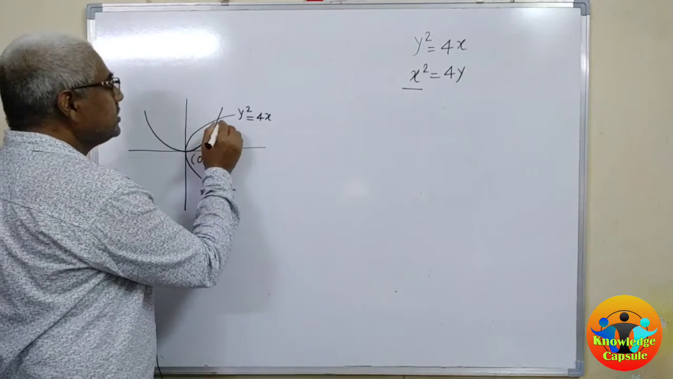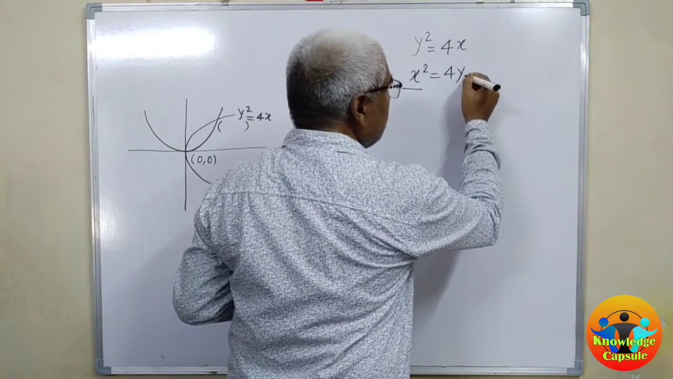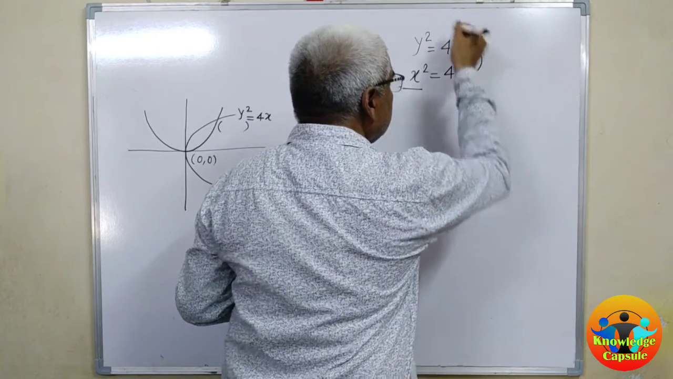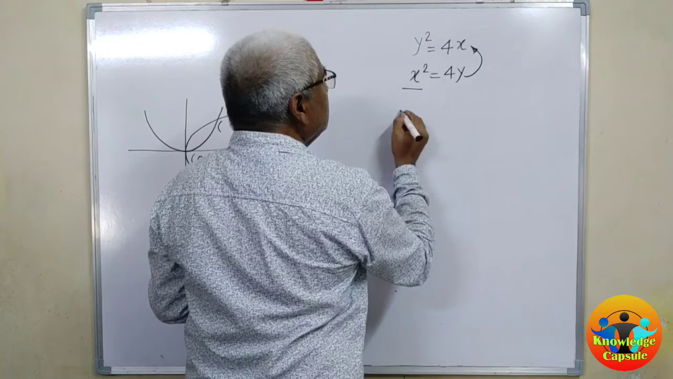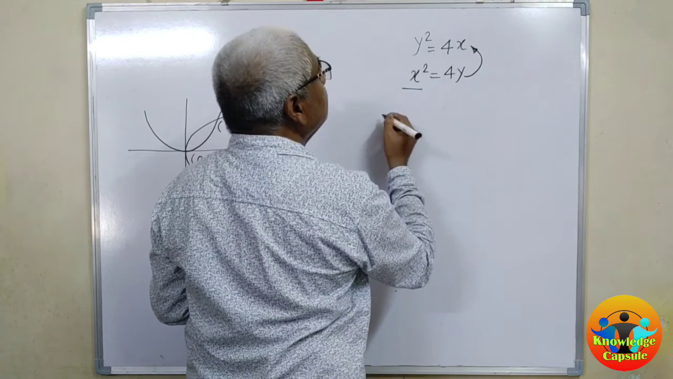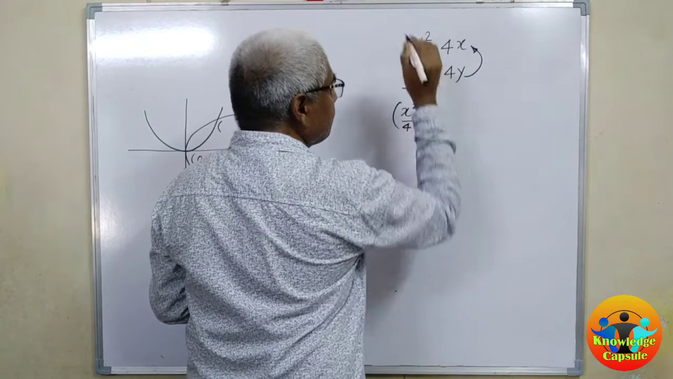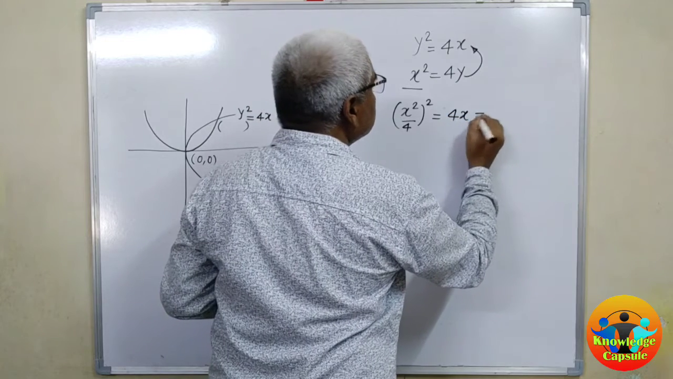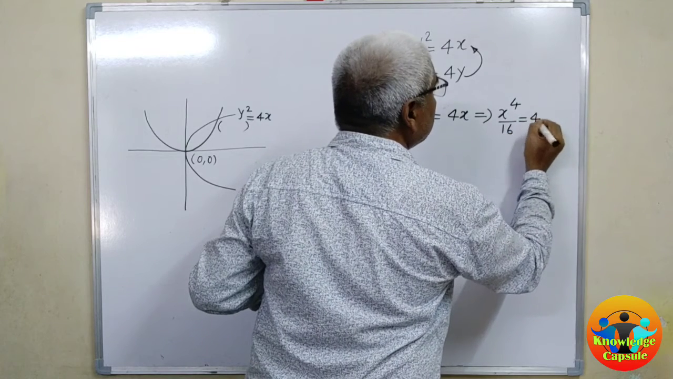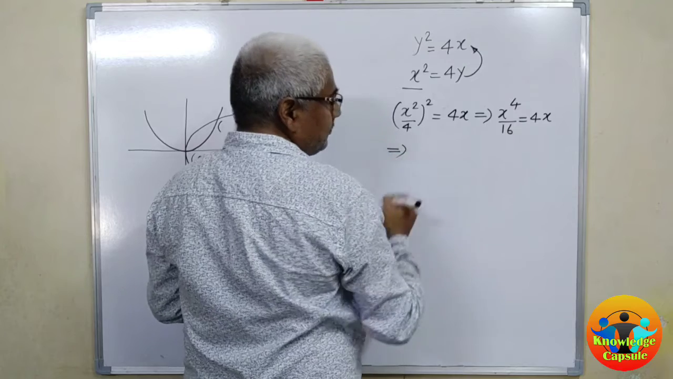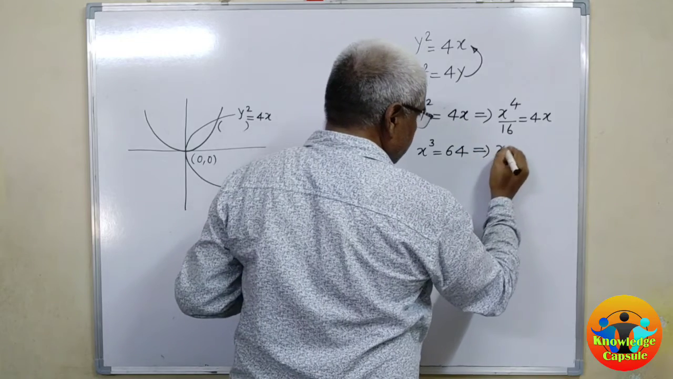The another point of intersection can be obtained by solving these two equations. Now let's put value of y from second equation in equation 1. What we get, y is equal to x square by 4. Therefore the left hand side of equation 1 would become x square by 4 raised to 2 is equal to 4x. This implies x raised to 4 by 16 is equal to 4x. This implies x cube is equal to 64, and this implies x is equal to 4.